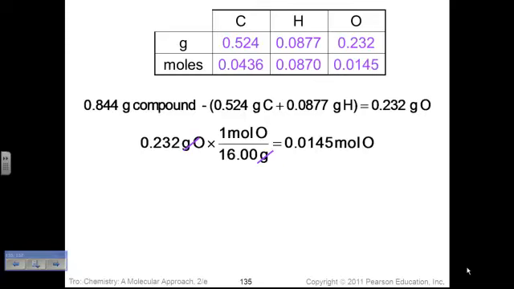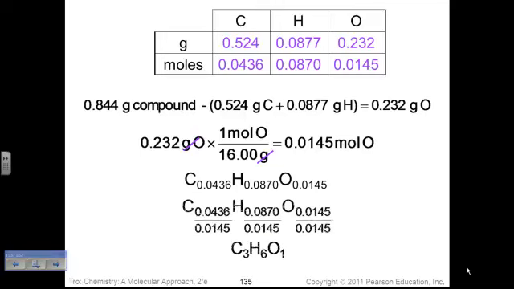This gives us what we call our pseudo formula. C 0.0436, H 0.0870, and O 0.0145. What's the smallest number? Well, it's oxygen. Divide through by the smallest number and you find what we call an empirical formula, the whole number subscript ratio, C3H6O. But we weren't done, friends. We weren't done. That's called its empirical formula.